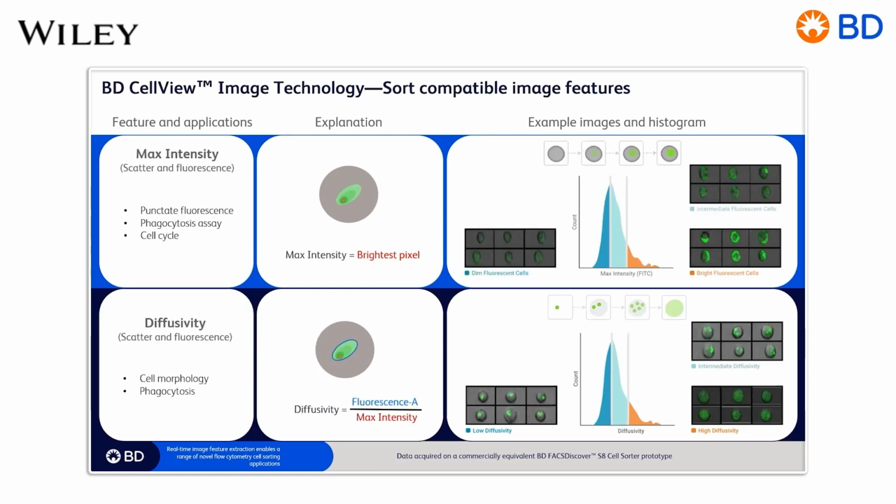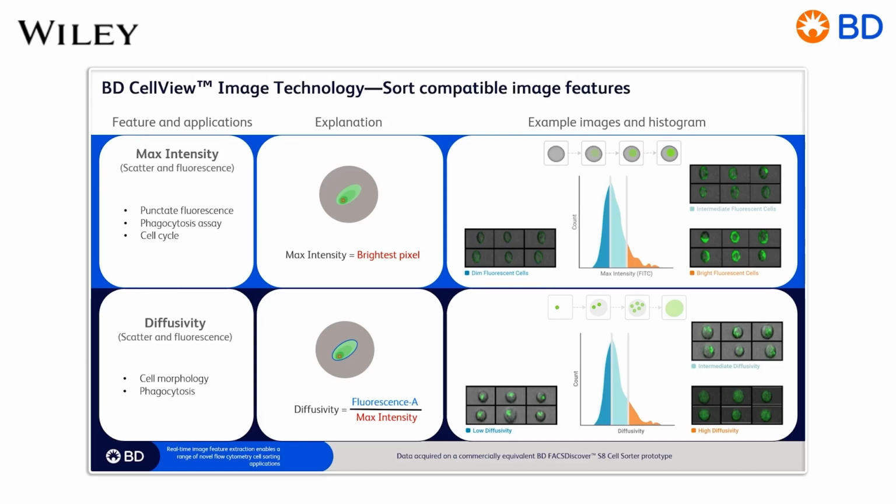The next one I'm going to talk about is max intensity, and max intensity is fairly straightforward. It's just the single brightest pixel in any given channel. So this is great for punctate fluorescence. I use it in phagocytosis assays and cell cycle. It essentially measures the brightest pixel. And so you can see there that the cells on the left that have a low max intensity are very kind of dim, and the ones with the high max intensity are extremely bright.